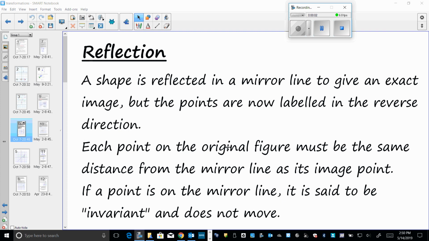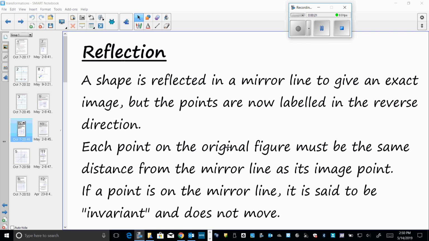Alright, so reflection section. Reflections. So reflections are when we have a shape and we, as it sounds, reflect it in a mirror line.